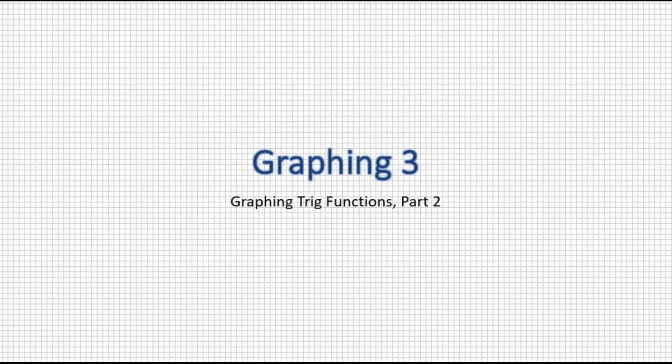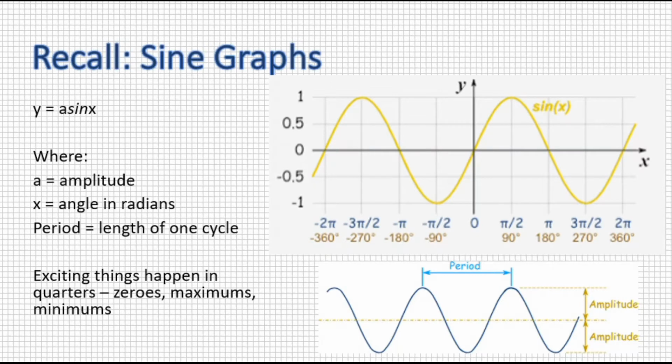For our last topic in the graphing module, we're going to go back to the trig functions, sine and cosine, and add a few more transformations. So just a quick review of where we were. We remember that sine graphs have this shape when they're positive, the Loch Ness Monster, and a negative sine graph would be inverted, like that.